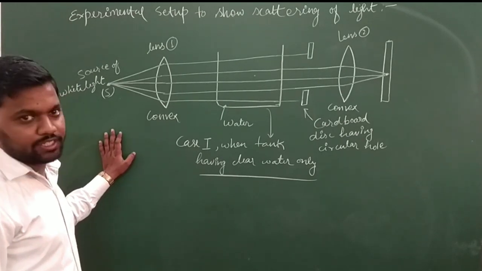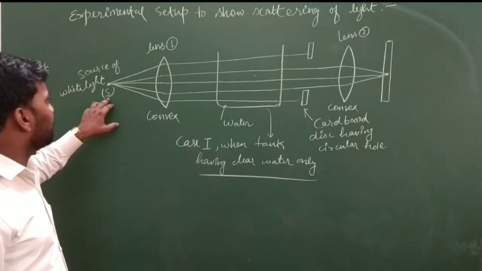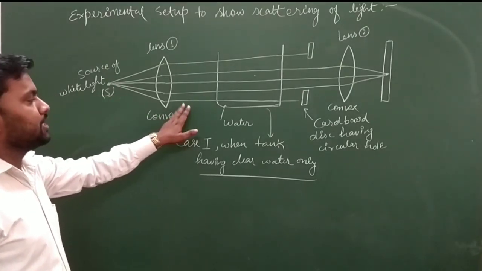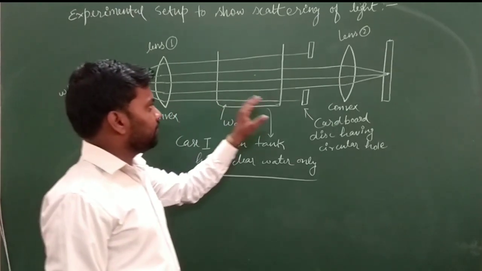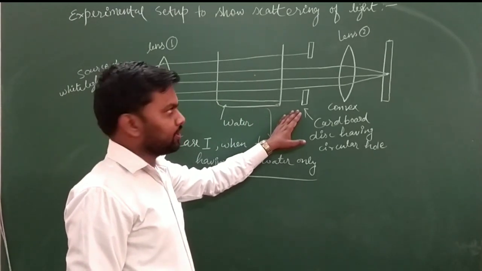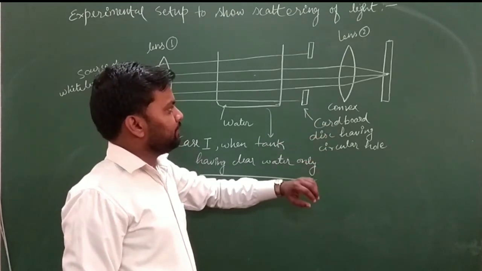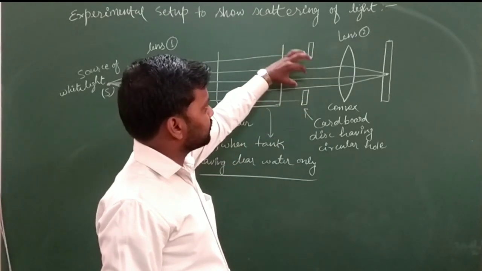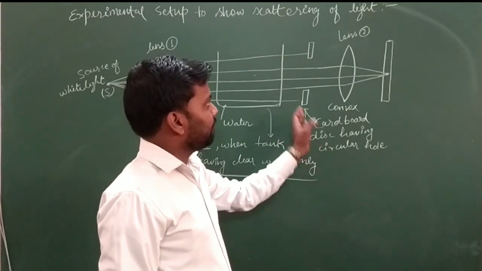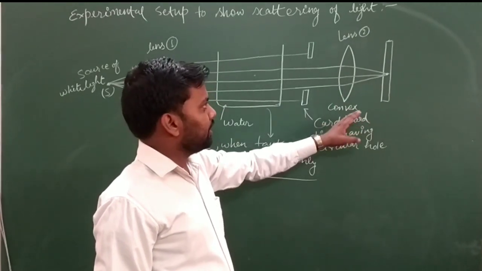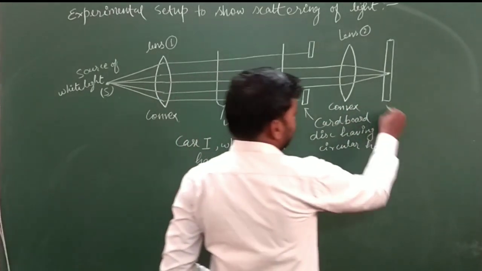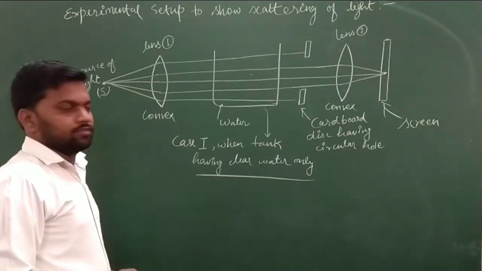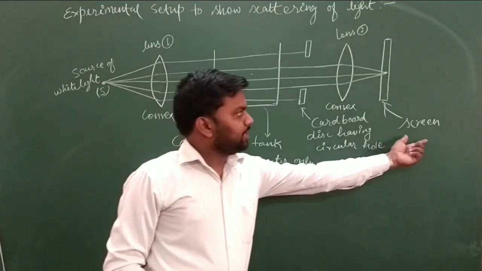Firstly, we have a source of light here. After that we are placing a lens, that is a convex lens. After that we have taken a water tank. And after that we will take a cardboard disc, which has a circular hole in the middle. After that we will take a lens L2, and after that we will take a screen here.